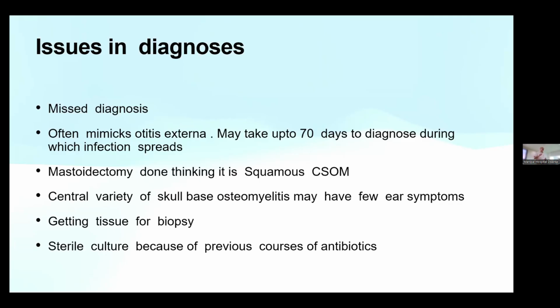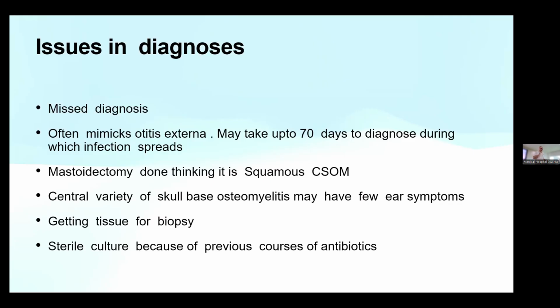Then getting tissue for biopsy. In the canal, if there is something, yes, it is helpful. If not, you can do a cortical mastoidectomy, especially if the thing has dragged on and you have disease in the mastoid. Most of the time it is in the lateral variety. You do a cortical mastoidectomy and explain to the patient, I'm just doing this for a biopsy.